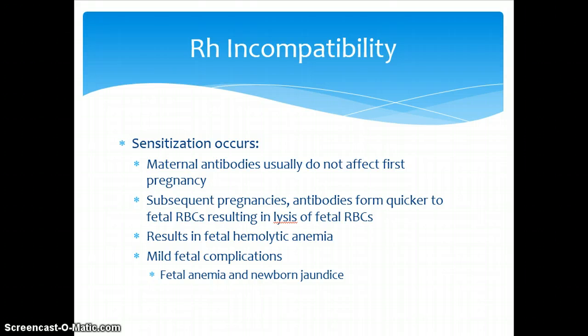When sensitization occurs, the maternal antibodies usually do not affect the first pregnancy. However, subsequent pregnancies will lead to quicker antibody formation, which will lead to destruction of the fetal red blood cells. This will result in fetal hemolytic anemia. The mild fetal complications from Rh incompatibility include fetal anemia and newborn jaundice. However, there is a potential very serious complication.